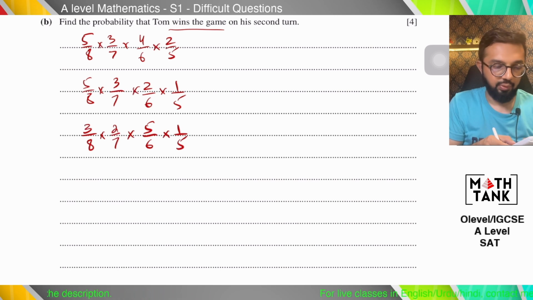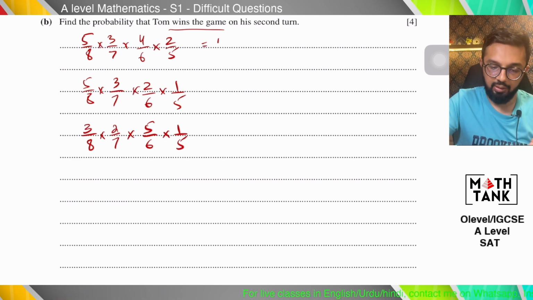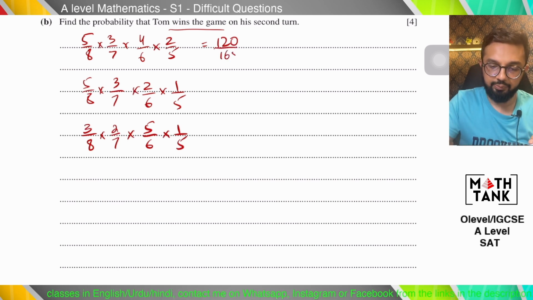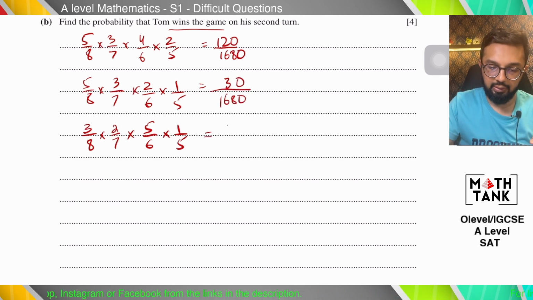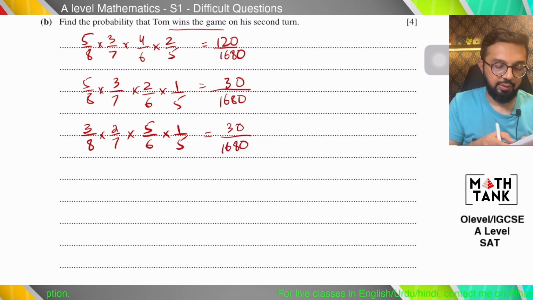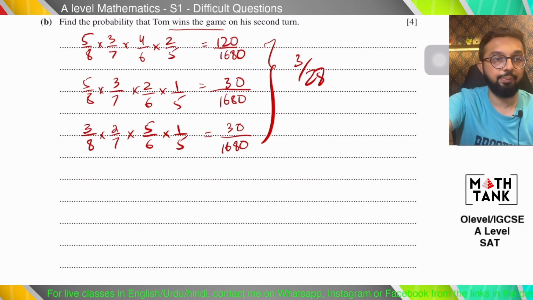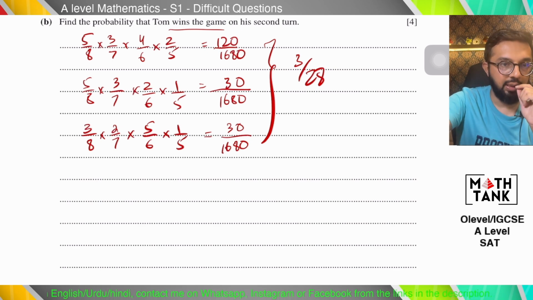5 into 3 into 4 into 2 gives me 120. 8 into 7 into 6 into 5, 1680. So 1680, or 30 and 30. So 30 plus 30 plus 120 divided by 1680. 3 over 28, if that is the correct answer. Yep, that is the correct answer.